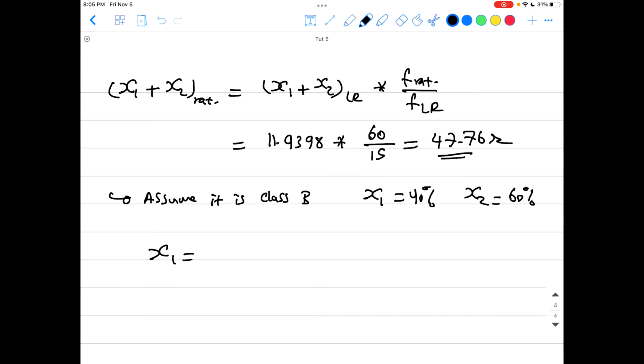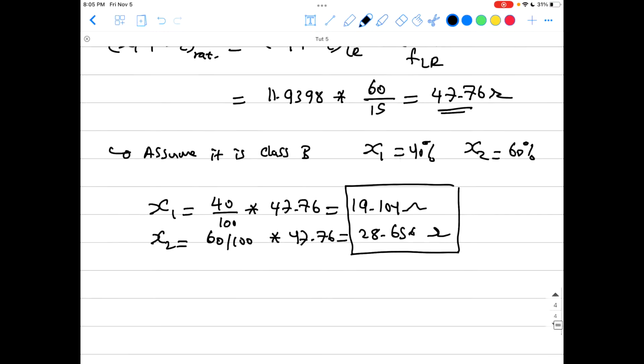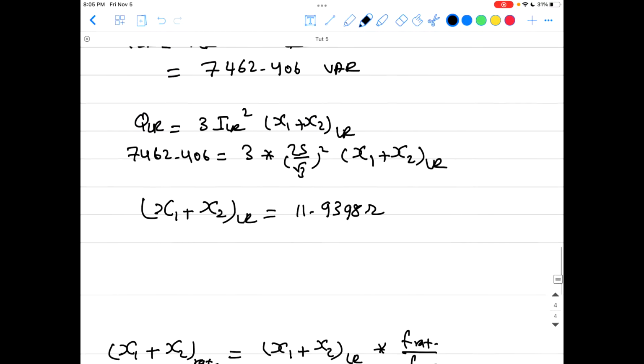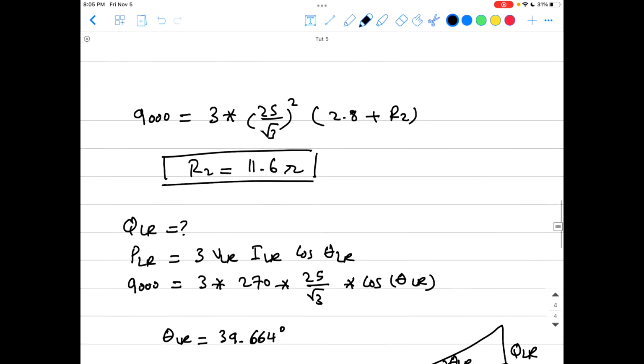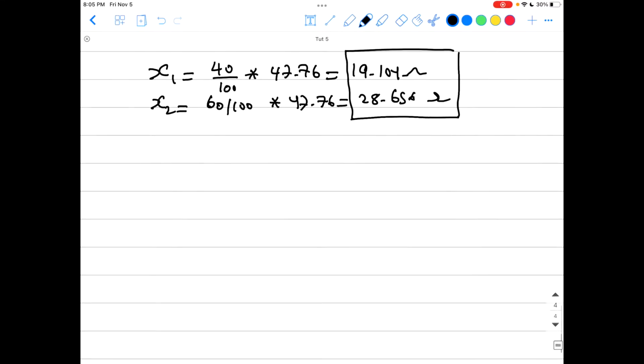So X1 is 40%, so 40 over 100 multiplied by the given value, which is 47.76, and this gives you 19.104 ohms. And X2 is 60 over 100 multiplied by 47.76, and this gives you 28.656 ohms. And those are your X1 and X2. Now you have R1, R2, X1, and X2. Okay, guys? That's like what he's saying here. That is now just going very systematic like we just said before.